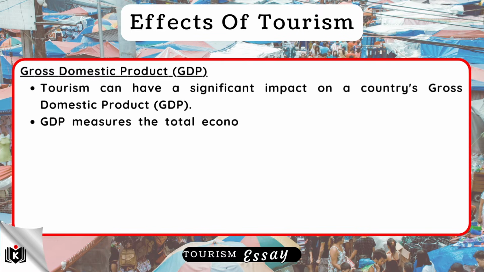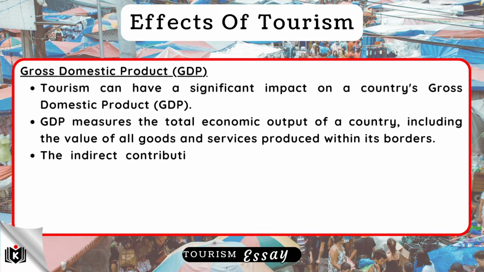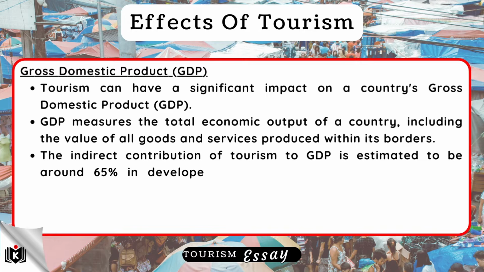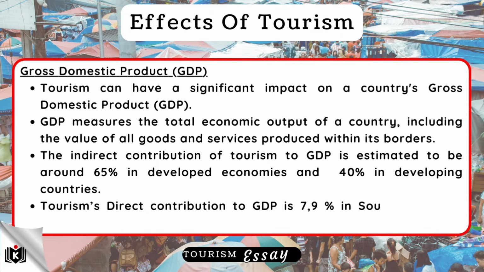GDP measures the total economic output of a country, including the value of all goods and services produced within its borders. The indirect contribution of tourism to GDP is estimated to be around 65% in developed economies and 40% in developing countries. Tourism's direct contribution to GDP is 7.9% in South Africa, as compared to 12% worldwide.